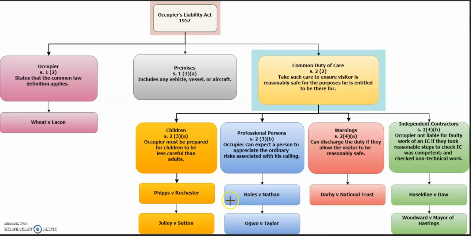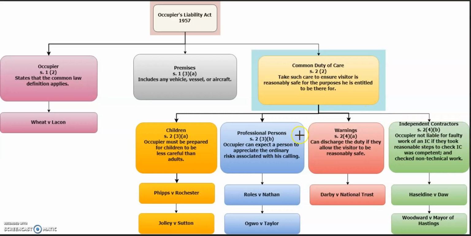We always contrast the case of Roles and Nathan with Ogwo and Taylor, because Roles and Nathan doesn't create an absolute rule, because in the case of Ogwo, a firefighter was able to recover damages when putting out a fire at the occupier's premises, because the court held that there was no such principle which prevented firemen from claiming damages for injuries which they incurred whilst fighting a fire that had been negligently started. So it's always going to depend on the facts of your case.